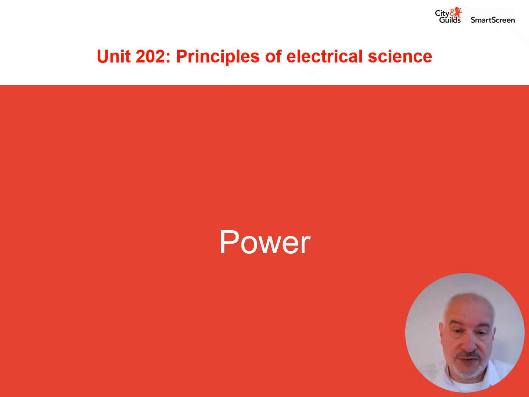The subject of this video is power. In a previous video we've already established that there is a formula for power which is P equals I times V, or P equals V times I if you prefer to say it that way round. And in this video we're going to look at two more formulae that can be used to calculate power in an electrical circuit.